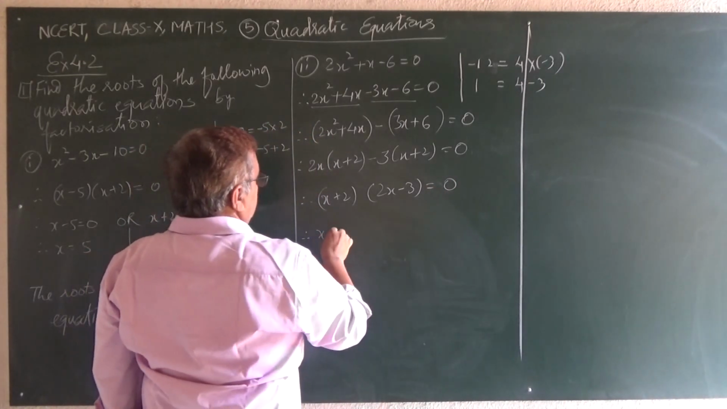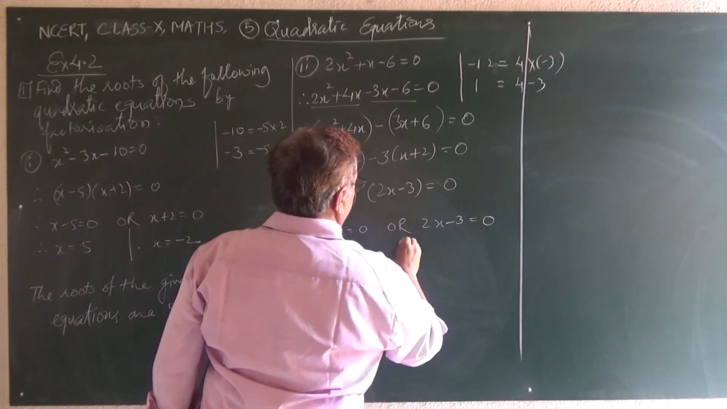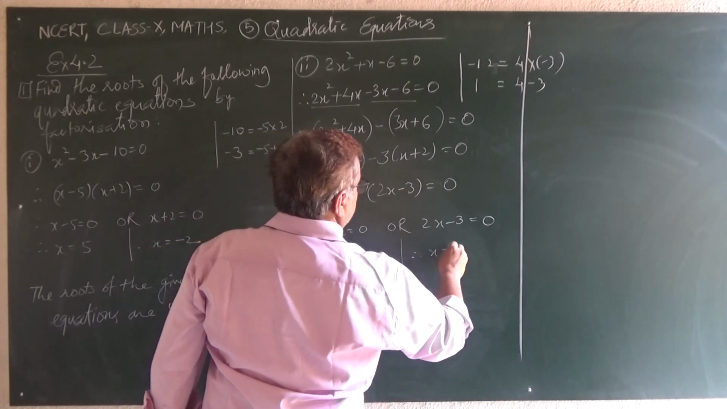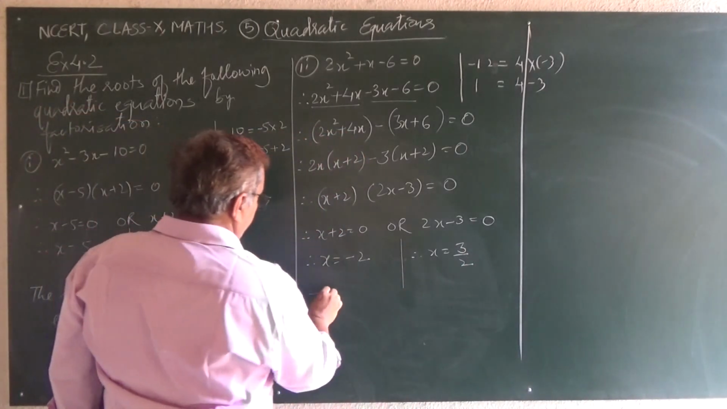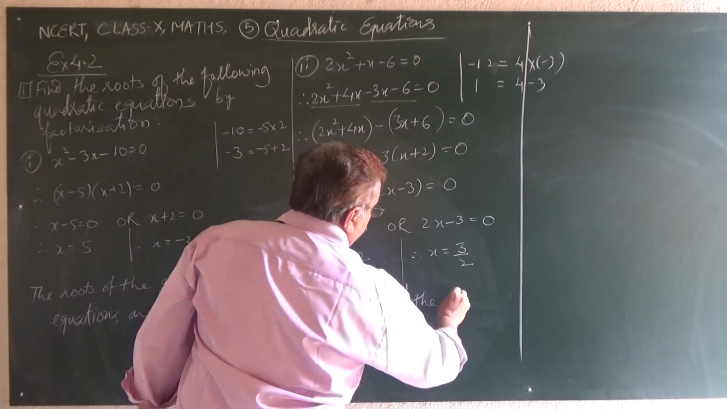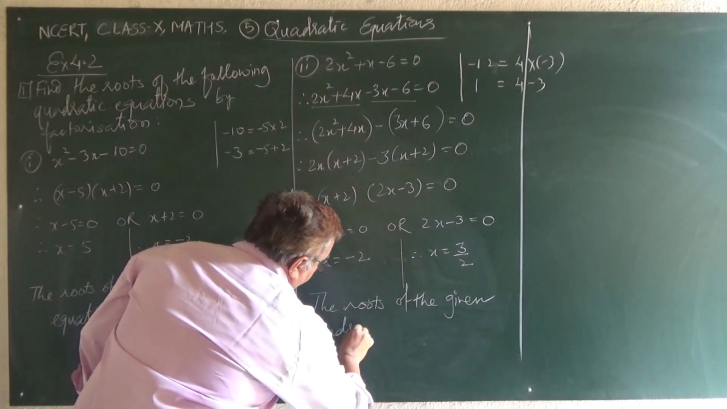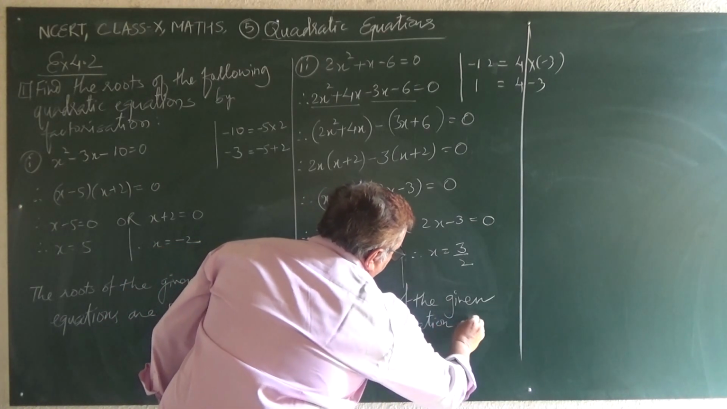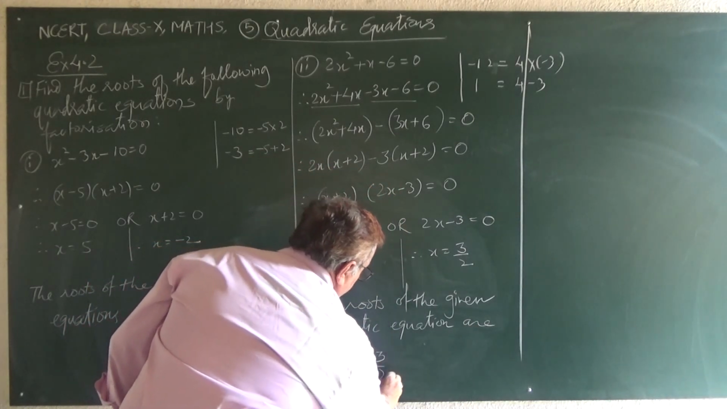Therefore, x plus 2 is equal to 0 or 2x minus 3 is equal to 0. So therefore, x is equal to minus 2 or x is equal to 3 by 2. So the roots of the given quadratic equation are minus 2 and 3 by 2.